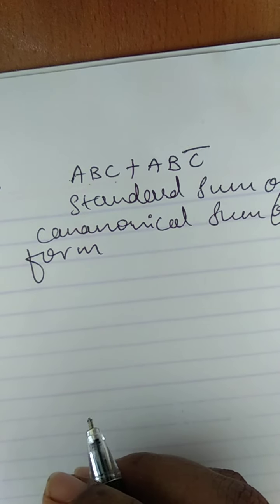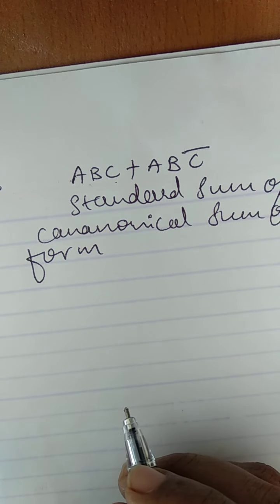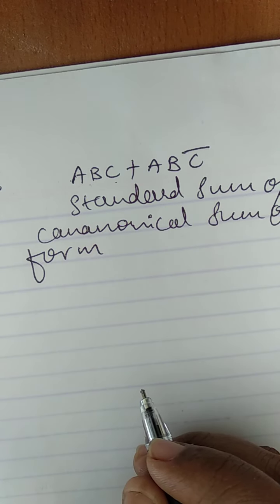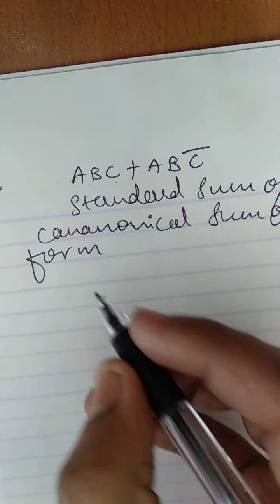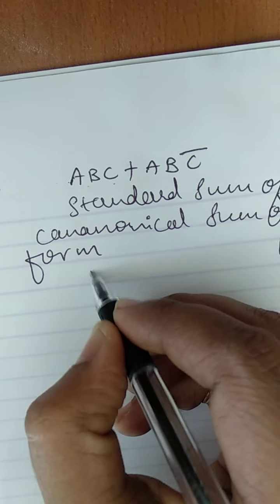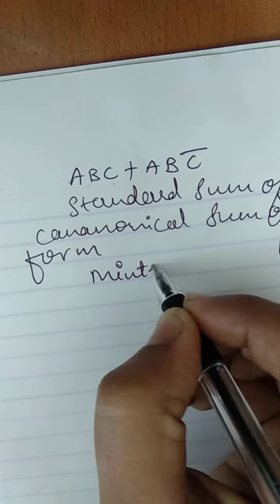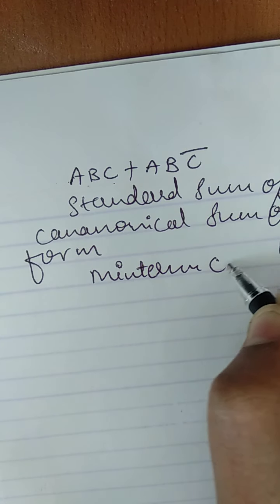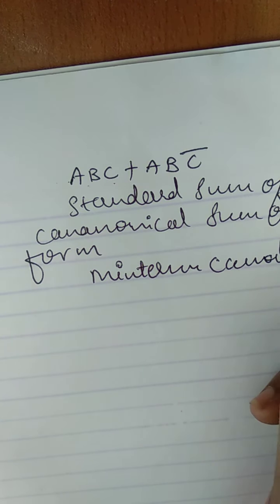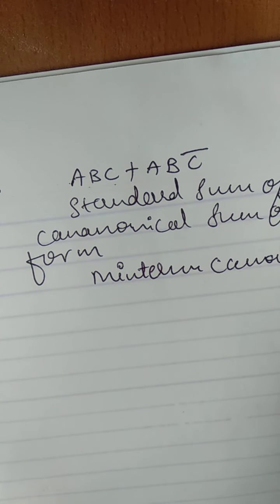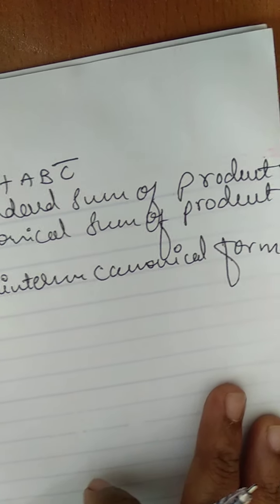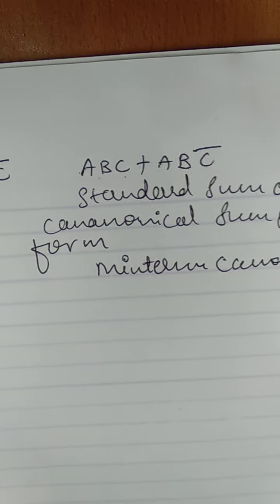So each individual term in the standard sum of product form is also known as a min-term canonical form. This is also known as min-term canonical form.